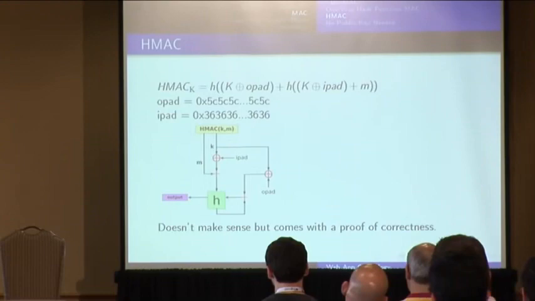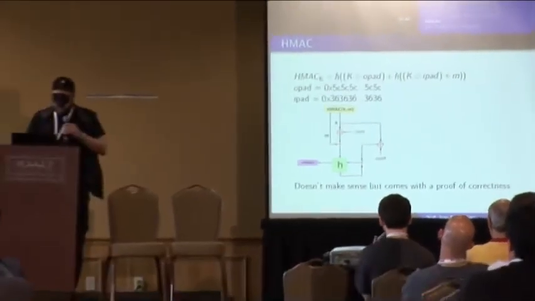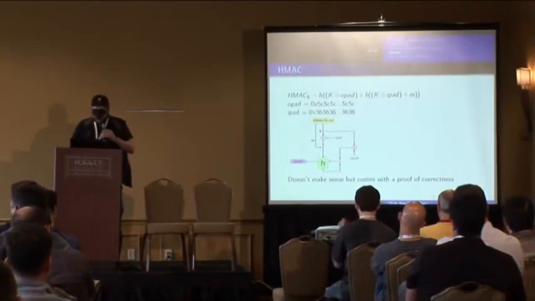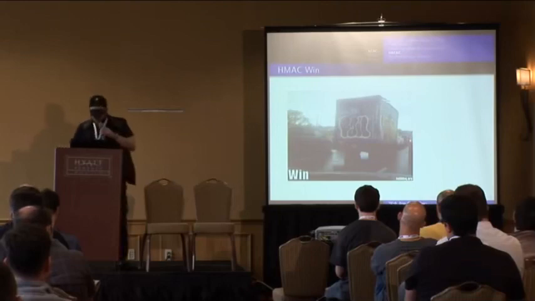There's something called HMAC. This is a hashed message authentication code. We basically don't even need to look at this too much, because it doesn't make sense even to me why this actually is magic, but it comes with a proof of correctness. So if that makes complete sense to you, congratulations, you're smarter than me. But yeah, there's a proof out there. So this looked like a fail, but it's actually a win.